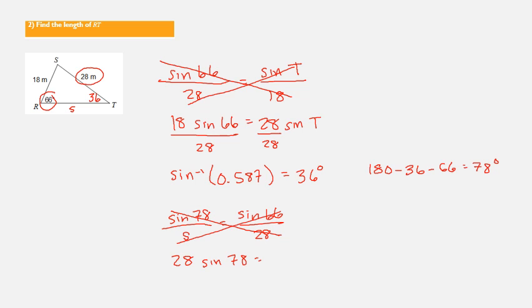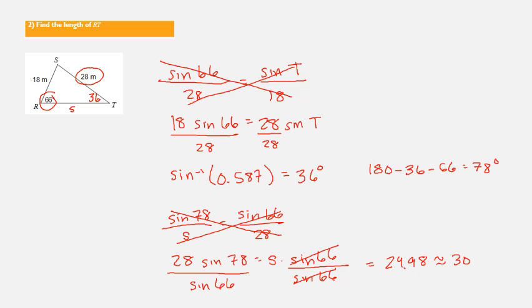And then s times the sine of 66. So this time we can divide off the sine of 66 to get s by itself. Right, that will cancel and we're left with s. So we can type that in the calculator. Okay, and we get 29.98. So if we round 29.98, it rounds up to 30. Okay, so sometimes you're going to have to do multiple steps, which is kind of sad, but you know, it's math. We never said it was easy.